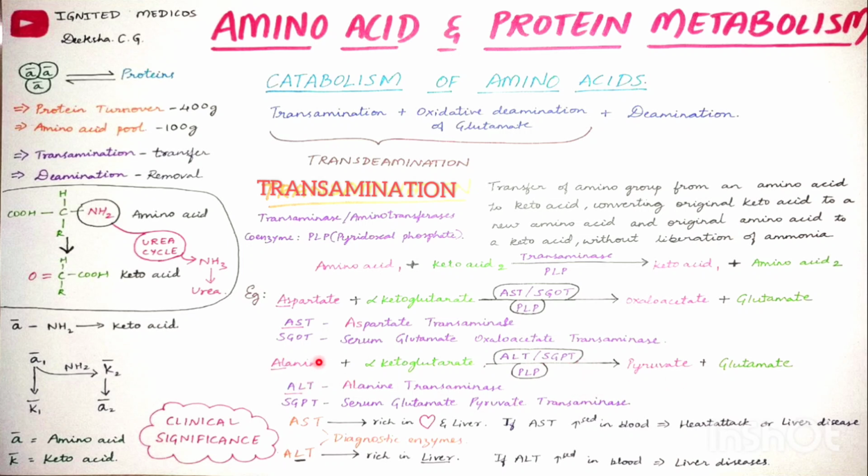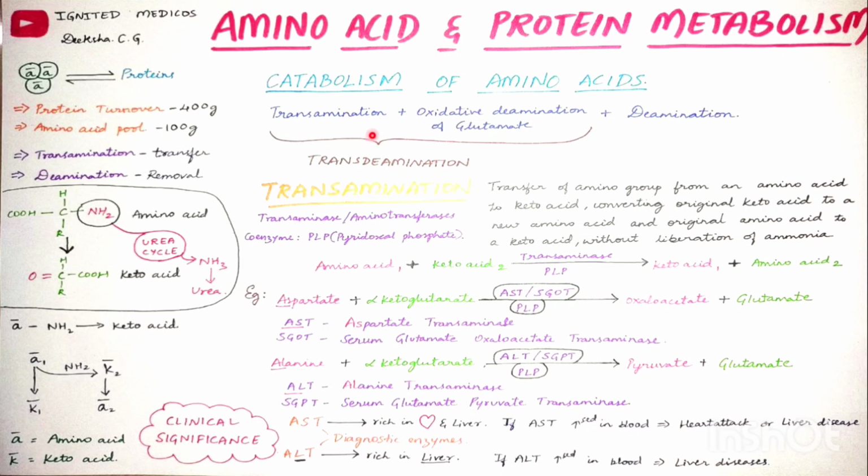What is the significance of these enzymes? What is the clinical significance? These enzymes are diagnostic enzymes. ALT is rich in liver, right? Alanine transaminase enzyme is rich in liver. You can remember this as liver L, and ALT has L. In the same way, AST is rich in heart and then liver. So when there is increased concentration of AST in blood, then that person has high possibility of getting a heart attack or liver diseases. And if there is increased concentration of ALT in blood, then the person has high chances of getting liver diseases.